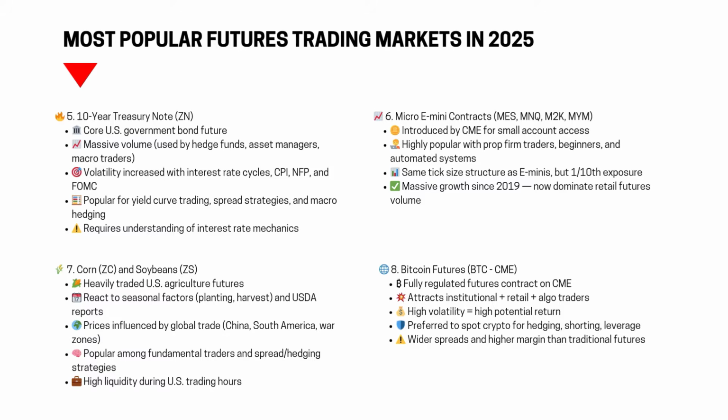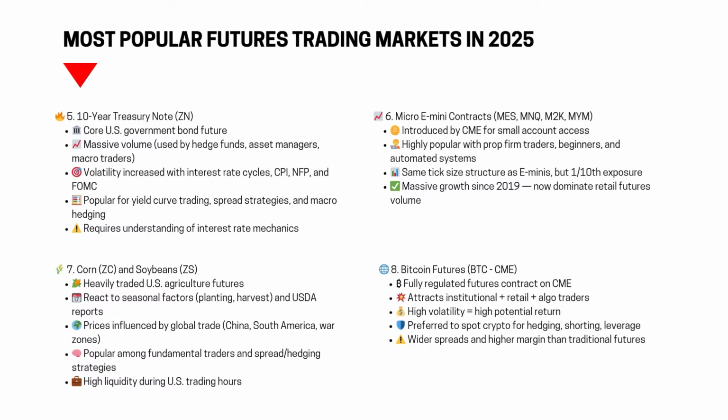Then I've bundled up this lot at number 6, and we've already talked about MES and MNQ, but you know, these micro mini contracts really booming on the CME at the moment. Great for small accounts, you know, more specific risk management style trading. Very popular, like I said, growing with the prop firms as well. Same tick size structure, about 1/10 of the size. Very big growth since 2019. Now dominated by retail futures volume.